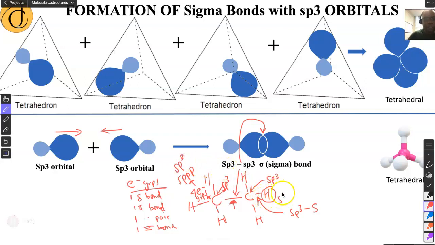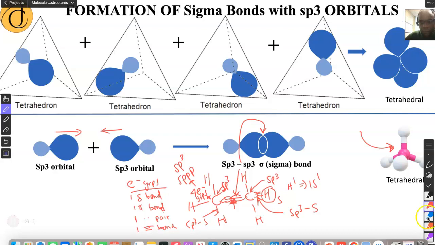Okay, hydrogen is s only because it has 1 electron in the 1s1. So if this is sp3, the bond between them will be formed by sp3 overlap, while the bond here will be sp3s. All of them are sigma bonds, and I'm showing how they are placed in the tetrahedron to give you the tetrahedral shape like what's shown here.